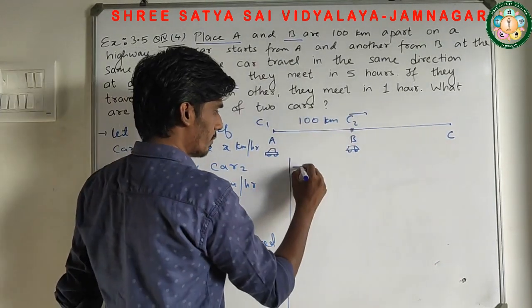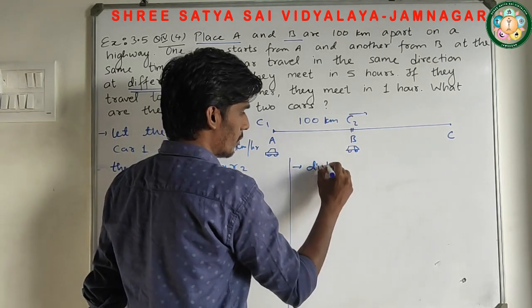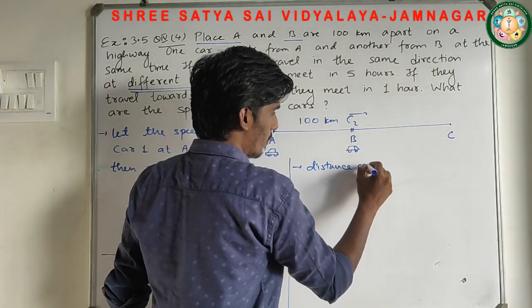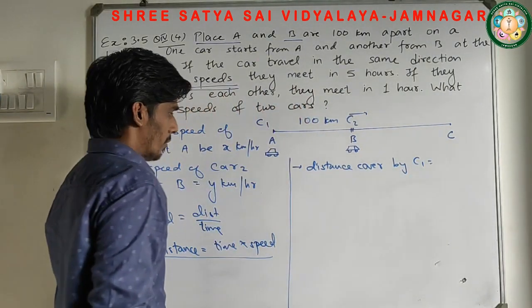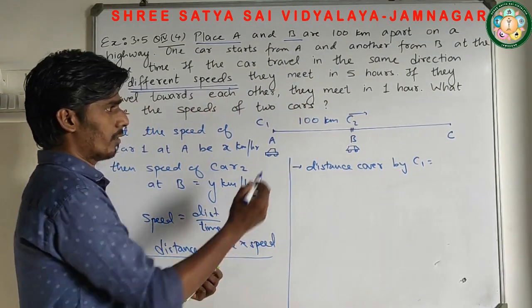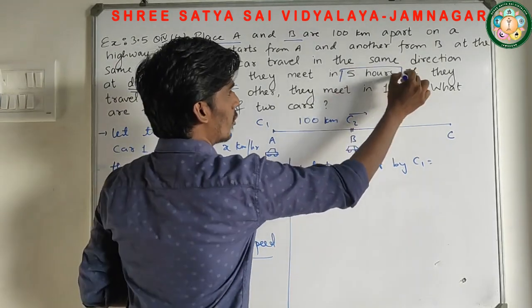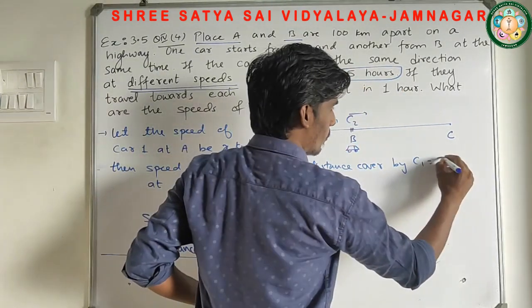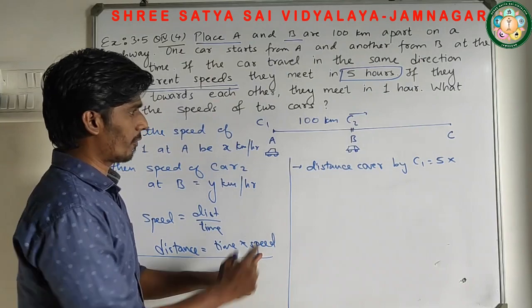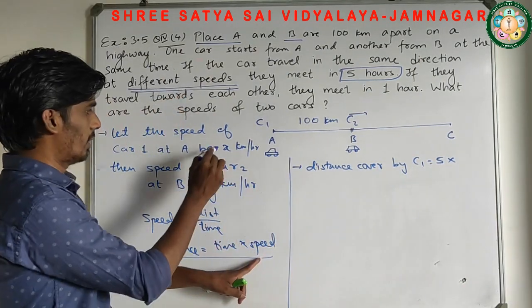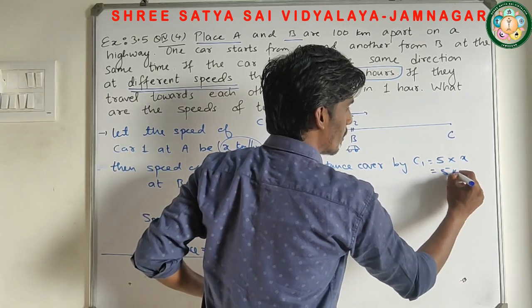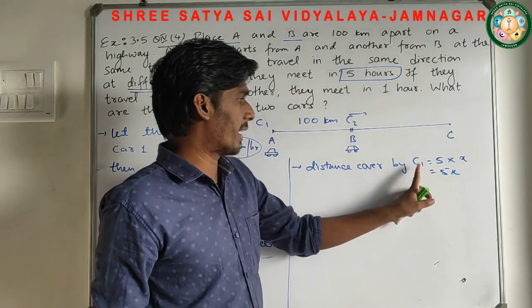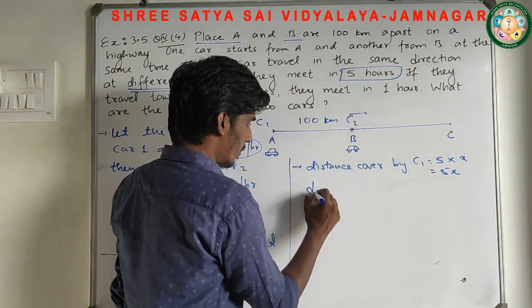Now the distance covered by car 1. What is the time? Time is 5 hours for both. What is the speed of car 1? The speed of car 1 is x. 5 into x, that is 5x. So the distance covered by car 1 is 5x.